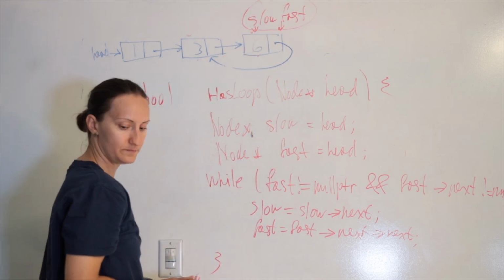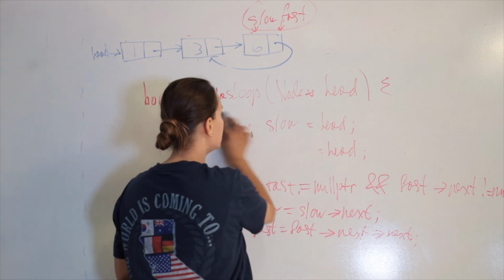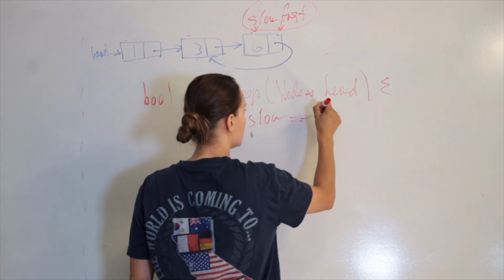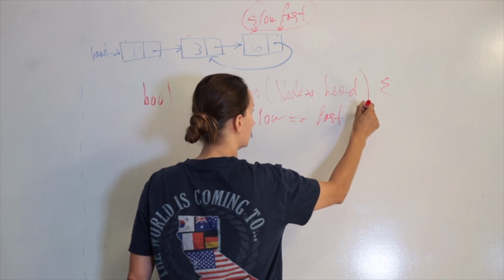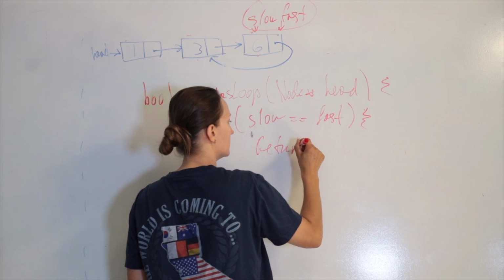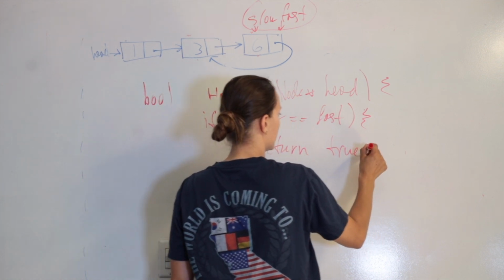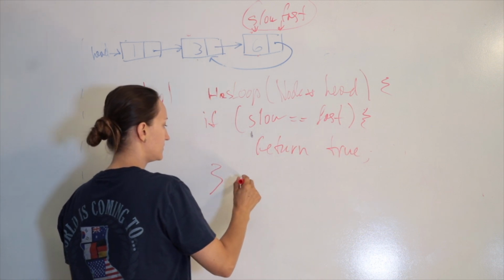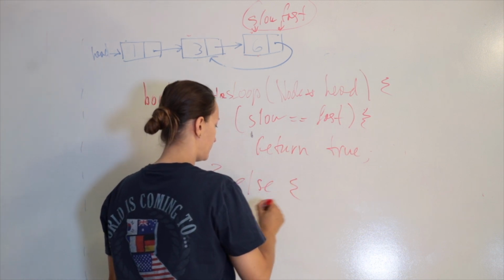Let's write it down. It will be an if statement. So if slow equals fast, return true. Our list contains the loop. Otherwise, return false.